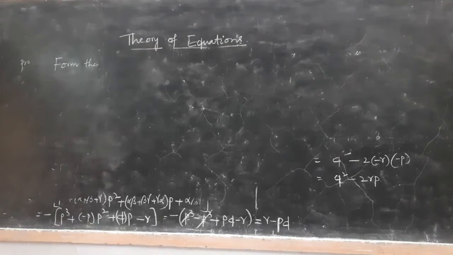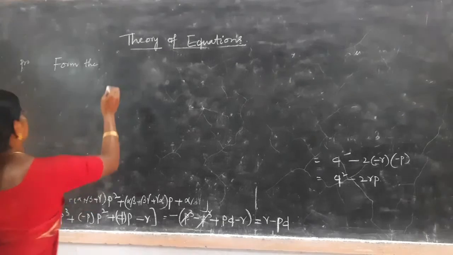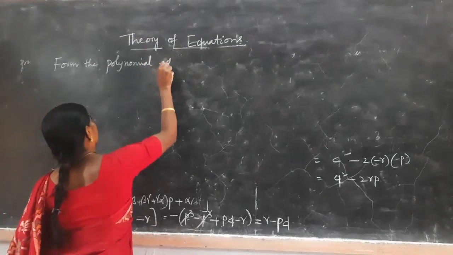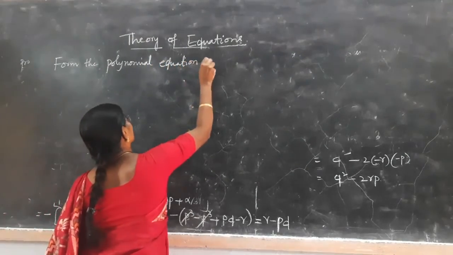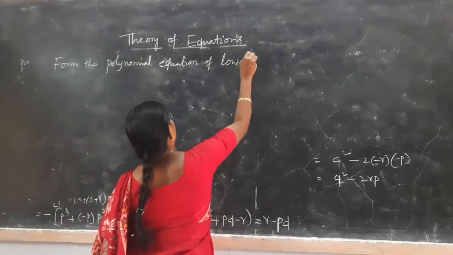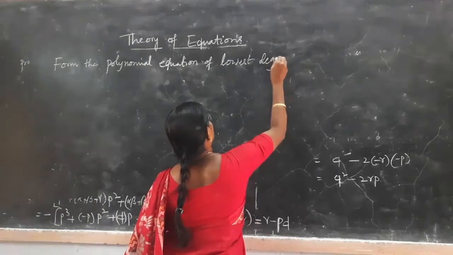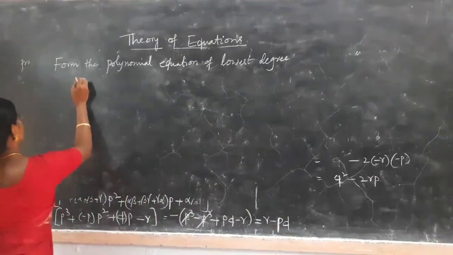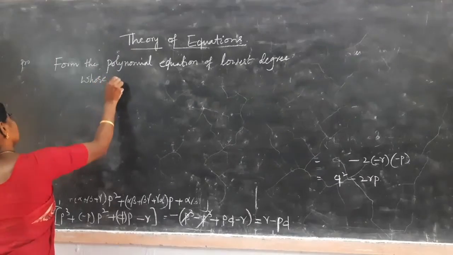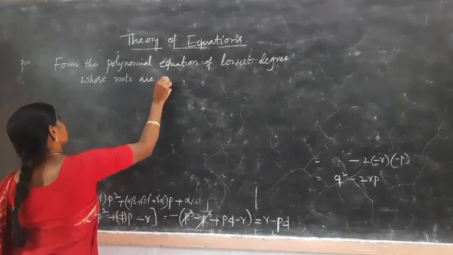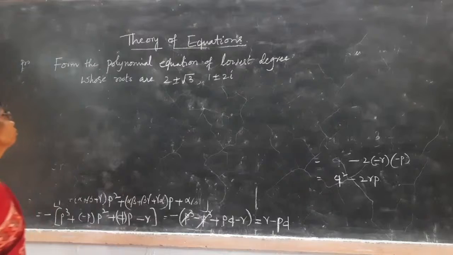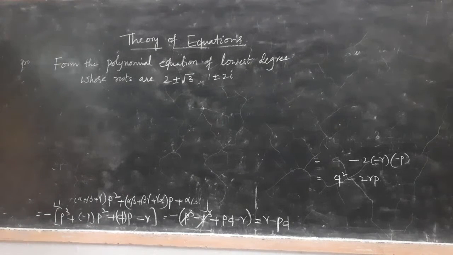Form a polynomial equation of the lowest degree whose roots are 2 plus root 3, 2 minus root 3, 1 plus 2i, 1 minus 2i. Form the polynomial equation of lowest degree whose roots are these.